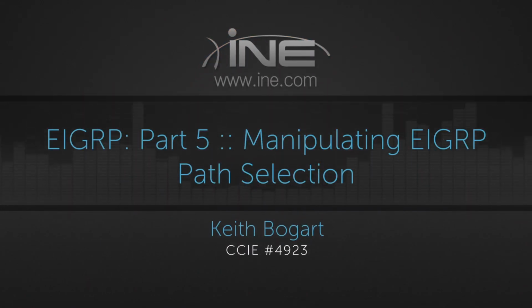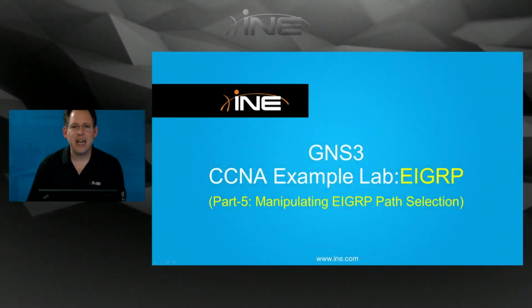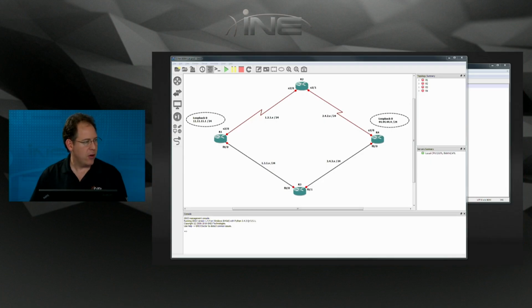So here we are at the last video for this particular CCNA EIGRP lab, where we're going to do some path manipulation. At present, when router 1 is pinging the loopback of router 4, I can expect that it's going to take this fast Ethernet link. How would I actually prove that? Well, here's what we're going to do.